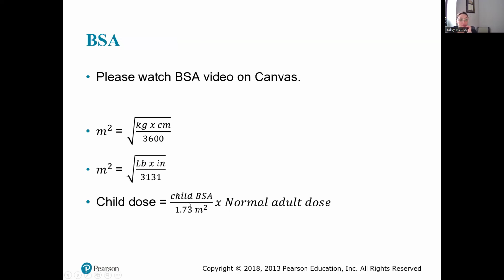1.73 is the average adult BSA. If you hear me say BCA, I mean BSA. So that is why we divide by it. To get the child's dose, we divide the child's BSA by the average adult BSA, and you multiply by the normal dose. It seems crazy because it's got all these square roots and exponents, but it is super simple, okay? All right, so let's do the first one.